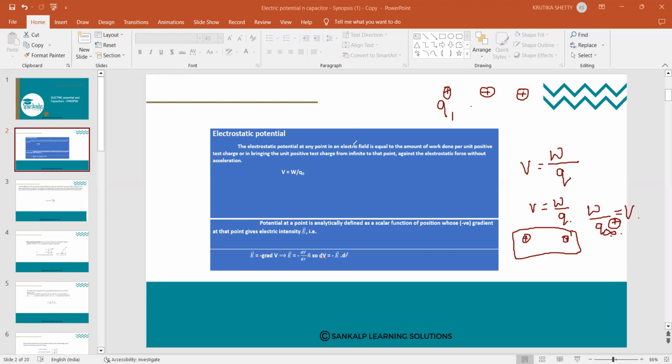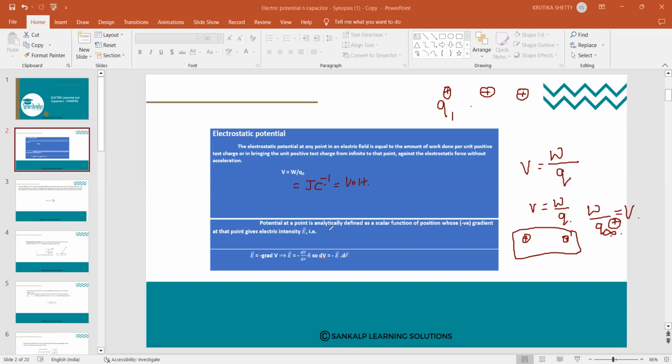Here you can see the electrostatic potential at any point in an electric field is equal to the amount of work done per unit positive test charge from infinity to that point against the electrostatic force without acceleration. Yes. So this is the expression. We write the unit: work done is in joules and charge is expressed in coulomb. So joules per coulomb is the unit. So this is the basic definition.